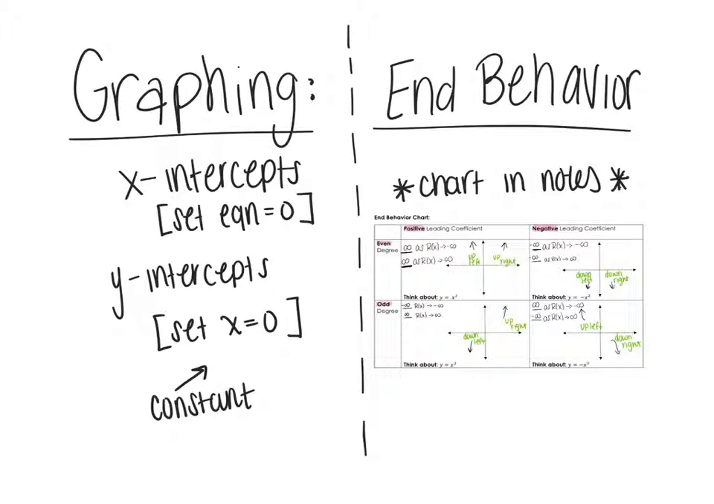With end behavior, this chart is in your notes. It's in OneNote, but just a reminder that the end behavior deals with the leading coefficient, whether it's positive or negative, and then it also deals with whether the degree is even or odd. So we'll be looking at that in one of our examples as well.